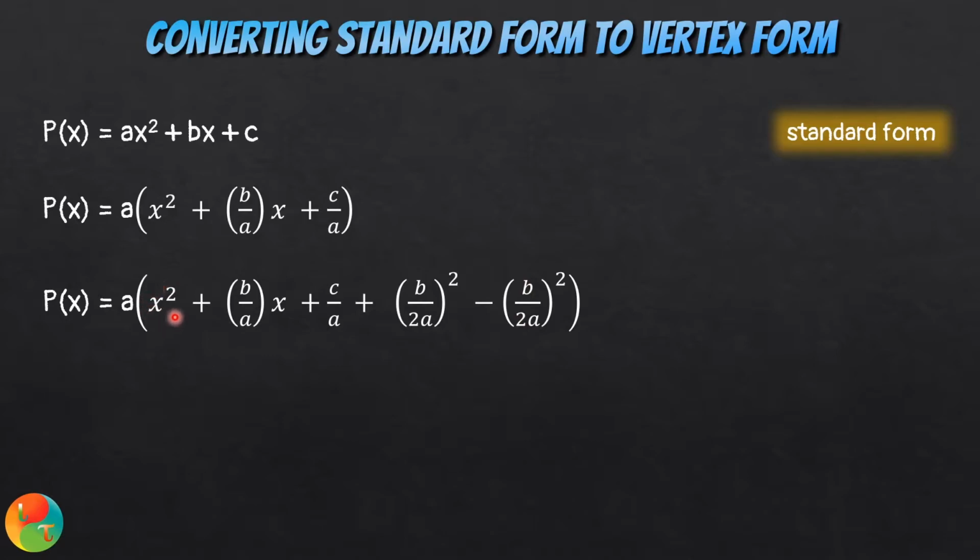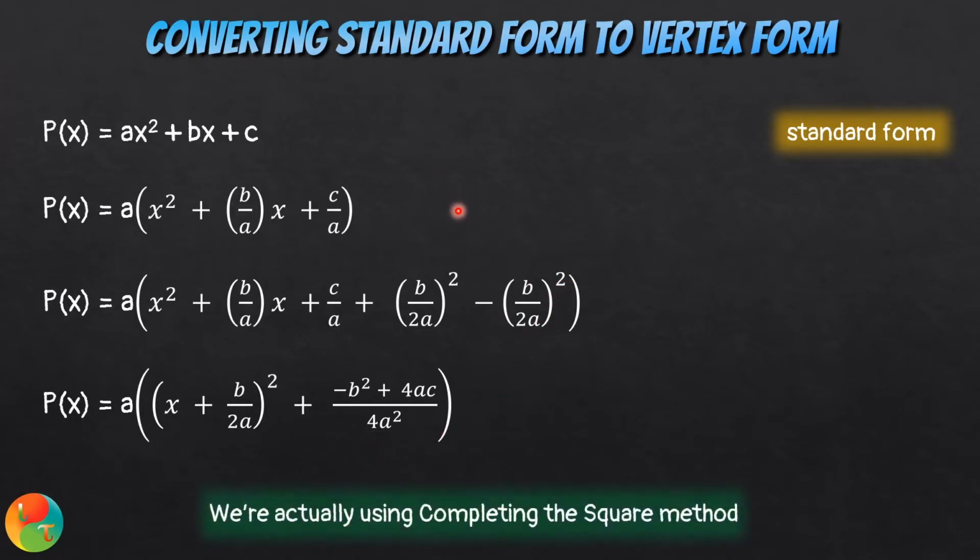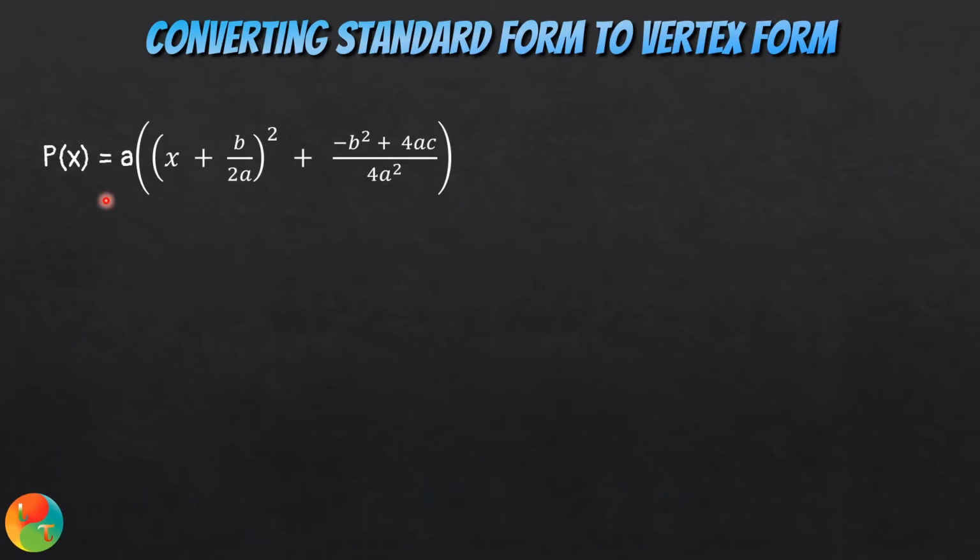In the next step I'm going to club first, second and fourth term, and separately third and fifth term. You can see that the right hand side will become like this: x square plus b upon a into x plus b upon 2a's whole square is actually x plus b upon 2a's whole square, and c upon a minus b upon 2a's whole square is this. So if you are able to recall these steps, we are actually using the completing the square method. Now I'm going to carry forward this equation on the next slide. In the next step I'm going to open these parentheses, and a is going to be multiplied to both of these terms.